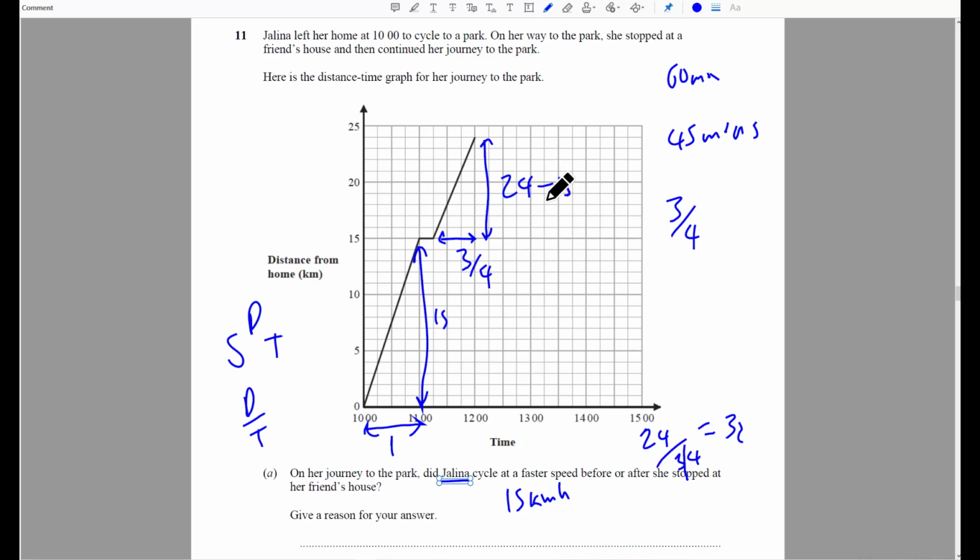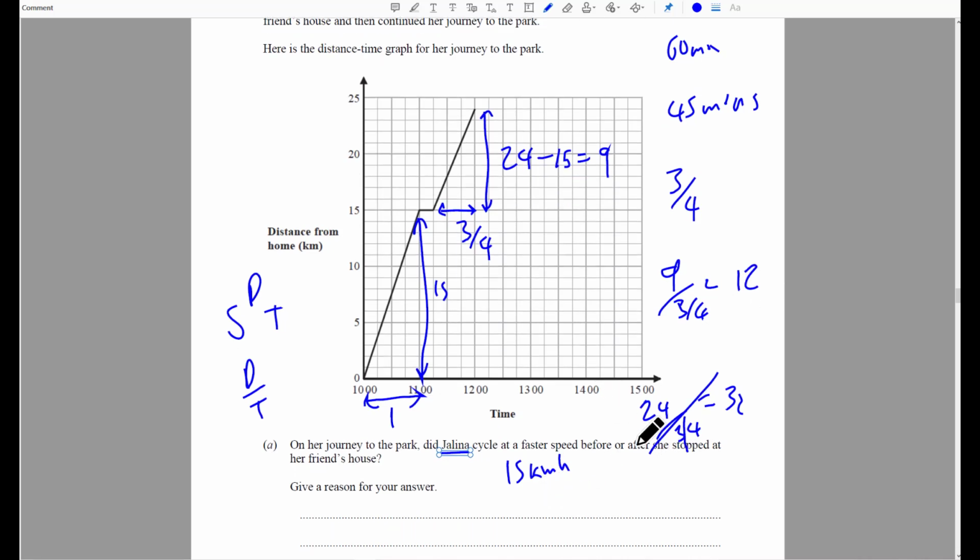So that answer doesn't make sense because that gradient would be steeper then. So here we go. That's 9. So let's sack that off. 9 divided by 3/4. That's 36 divided by 3. That answer's going to give us 12. And that would make sense because that gradient doesn't look as steep.